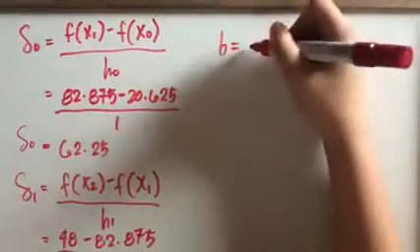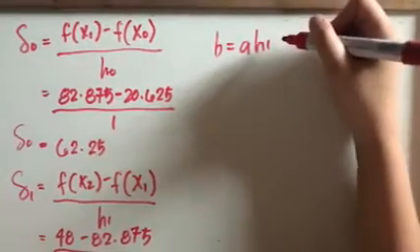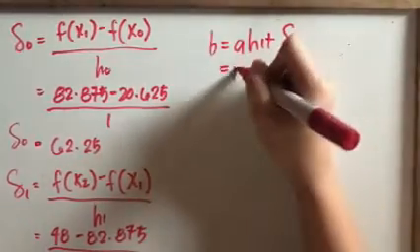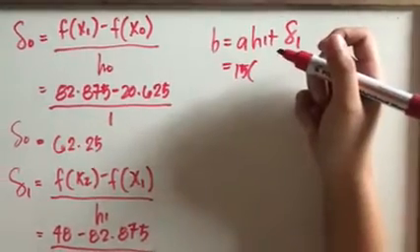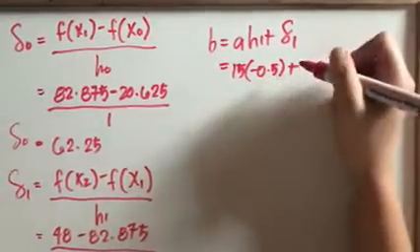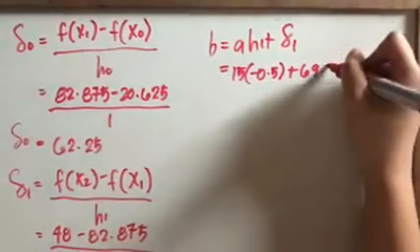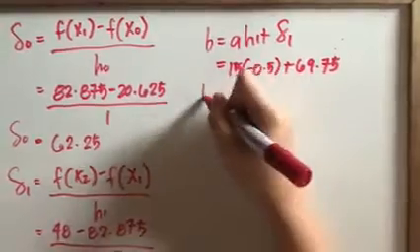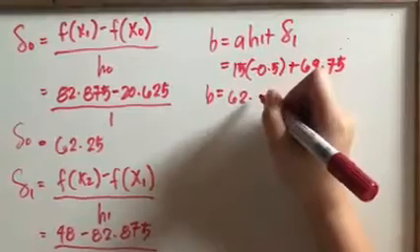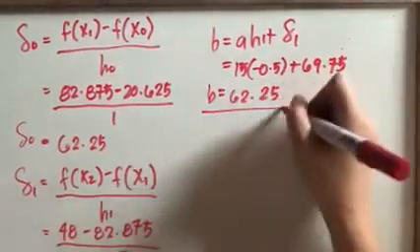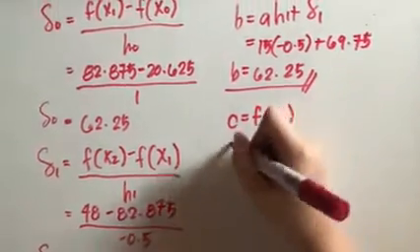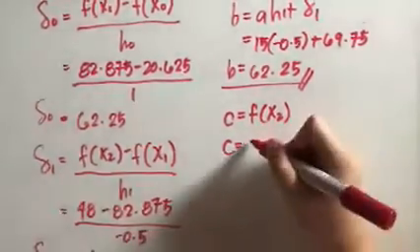Now for letter b, a times h sub 1 plus delta sub 1. It will give us 15 times negative 0.5 plus 69.75. The answer will be 62.25. And since c is equal to f of x sub 2, we already have c, 48.